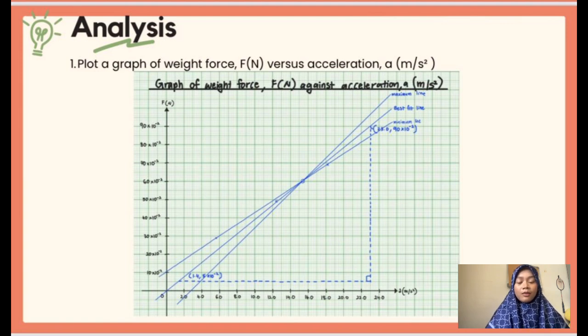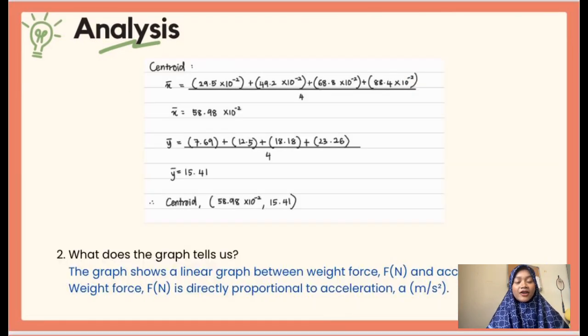And after we plot the graph, we calculate the central point of the graph. Thus, the central point of the graph that has been calculated on the x-axis is 58.98 times 10 to the power of negative 2, and for the y-axis is 15.41. And then after we find the central point, we can find the best fit line, maximum line, and minimum line.